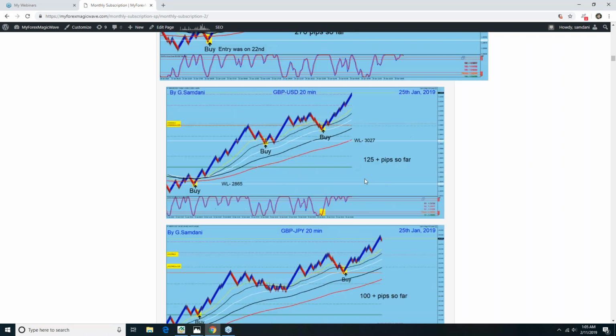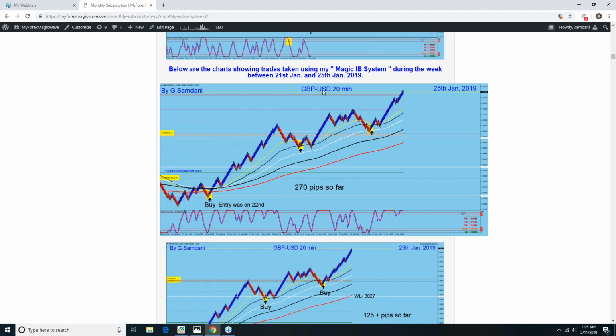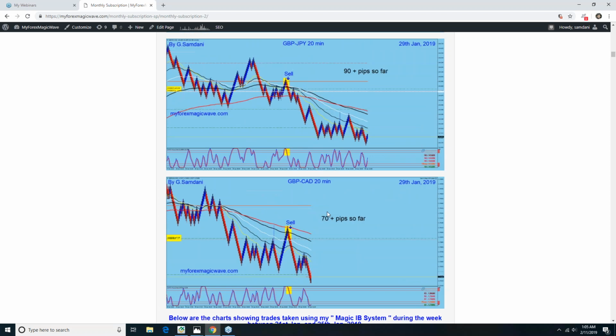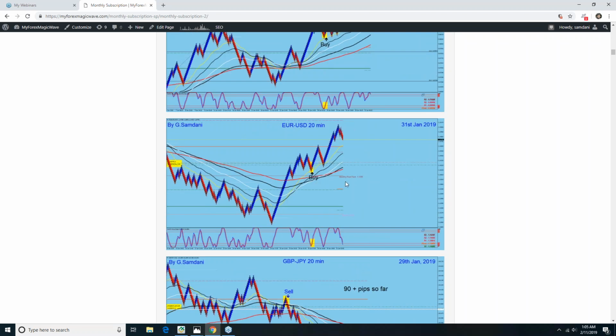This is more than 100 pip. I don't even count. I just see that it's more than 100. Plus 125 pip on Pound USD. This was a trade. This is the current trade going, and I recorded the chart. So here, see, Pound USD. This is probably the same. Yeah, same. And then this was a short on Pound CAD, Pound Yen short for 90 pip. Short setup, gone. This is the long setup, gone.